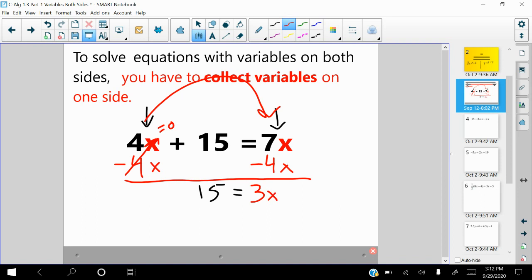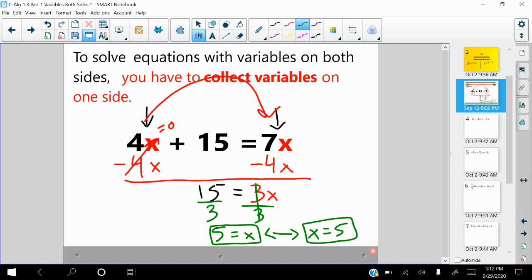And now we have a one-step equation. Well, I want to get that x all by itself. I have 3 of them, so I have to divide both sides by 3. Thus we get 5 is equal to x. You technically can also have x is equal to 5. That is the same thing, six of one, half a dozen of the other. It's like saying 2 plus 2 is 4, and 4 is equal to 2 plus 2, right? So again, we want to collect those variables on one side of our equal sign.